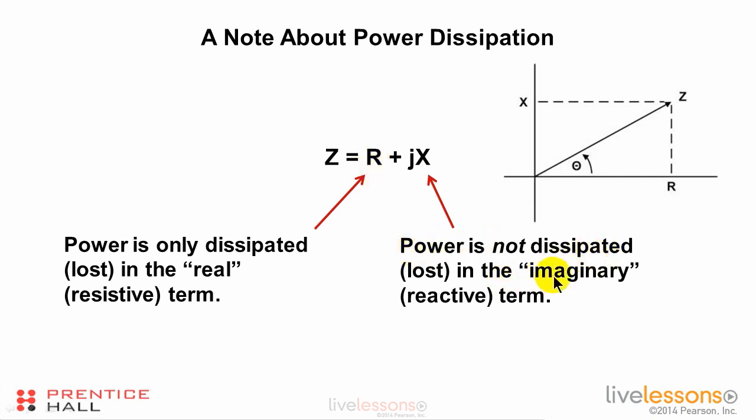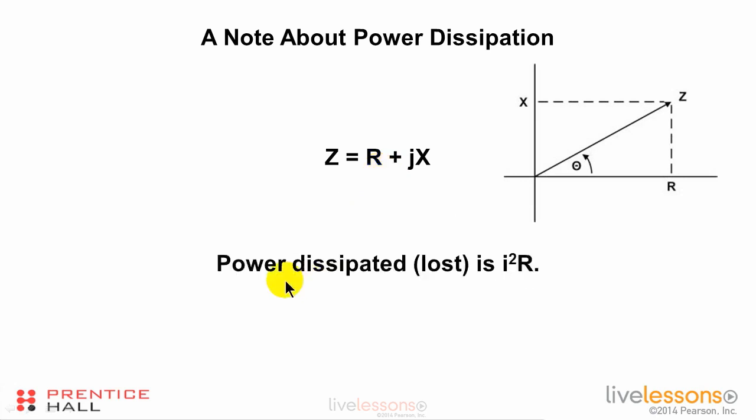Power is not dissipated, or power is not lost in the imaginary or the reactive term. Any energy that goes into a capacitor is returned back to the circuit. Any energy that is dissipated in an inductor goes into the magnetic field around the inductor. When the current goes away, that magnetic field collapses and that energy is returned back to the circuit. So the only energy that is lost in a circuit is lost to the real term in the impedance function. And the power that is dissipated or lost is given by the familiar expression I squared R.